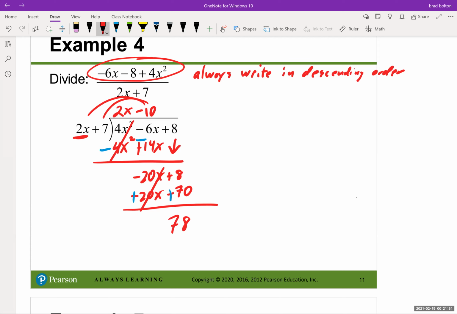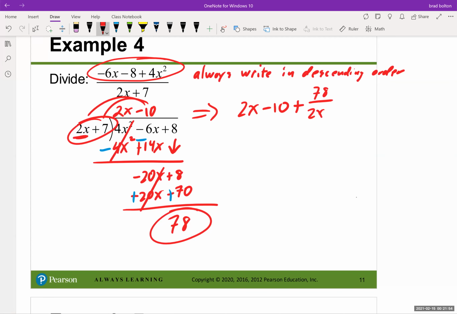So let me catch up in my notes real quick. I kind of jumped ahead a little bit. So now we end up with 78. So now our final answer is 2x minus 10 plus, and then you take your remainder and you divide it by your divisor, 2x plus 7. Whenever your remainder has a degree smaller than the degree of what you're dividing by, then you just divide them in the final little piece right here.